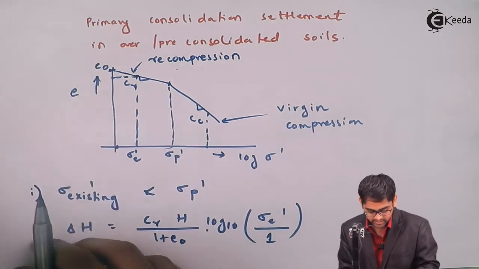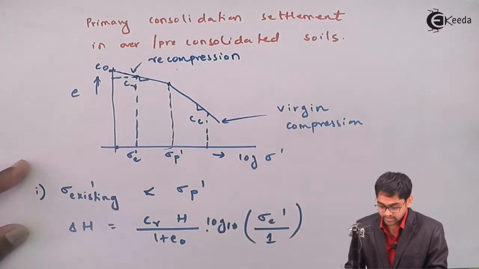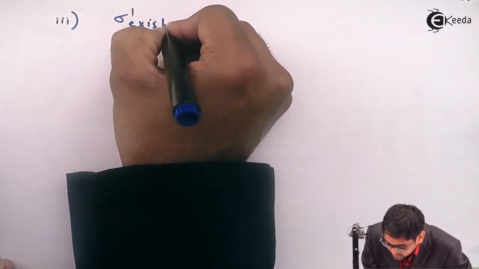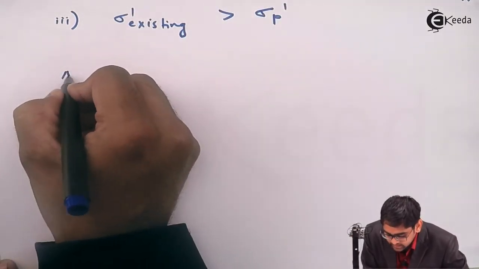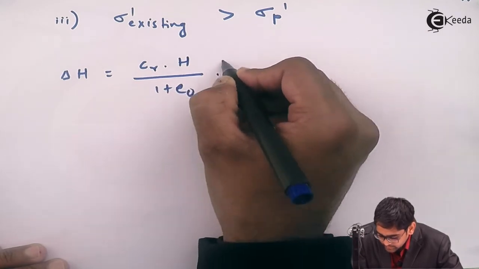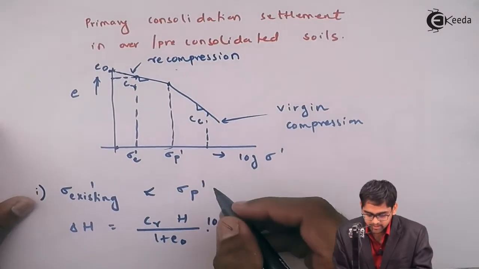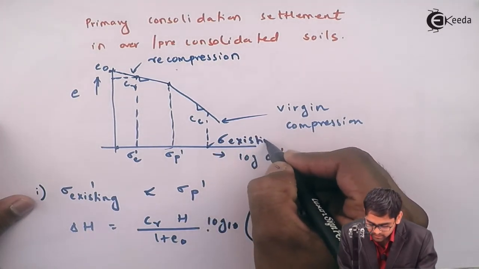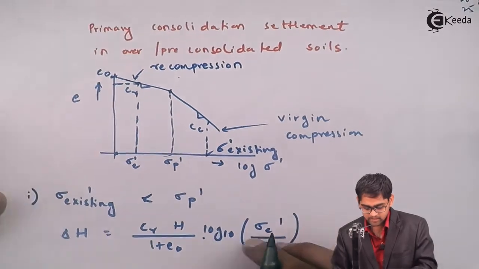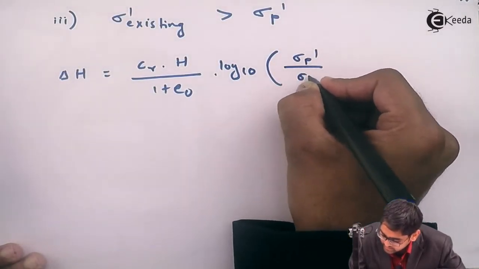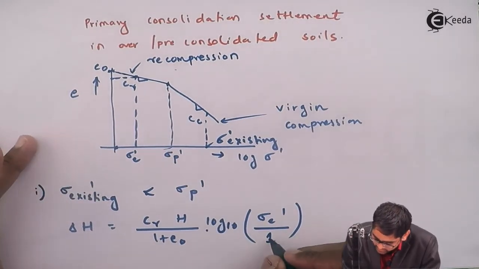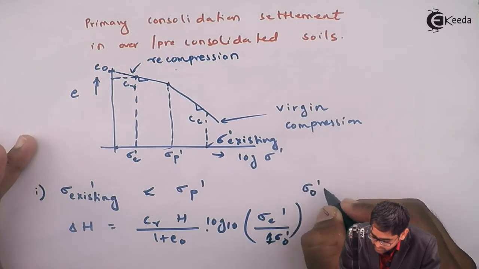So the second case: if you have the existing pressure greater than the pre-consolidation stress, that is, the effective existing pressure sigma e dash greater than sigma p dash, then the settlement would be equal to Cr into H divided by 1 plus e naught into log to the base 10. You have the pressure existing like this. This is the existing effective pressure in this region. So therefore from this to this you have sigma p dash. So from the initial part, sigma p dash divided by sigma o dash. So sigma o dash was the initial existing pressure. I'll again rewrite this one by sigma o dash; sigma o dash was the initial pressure.